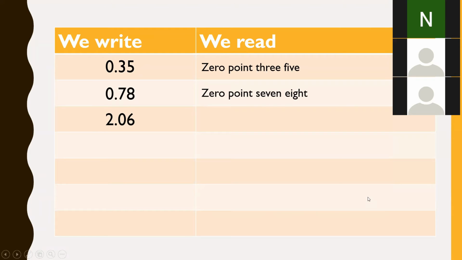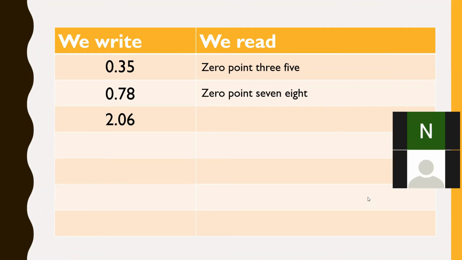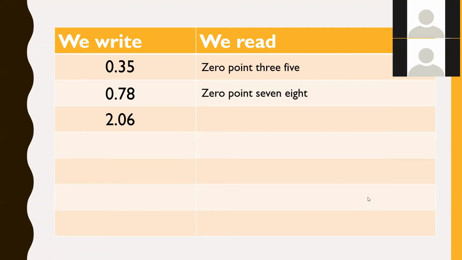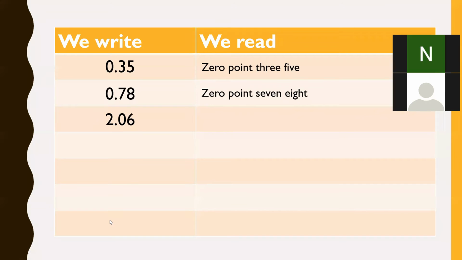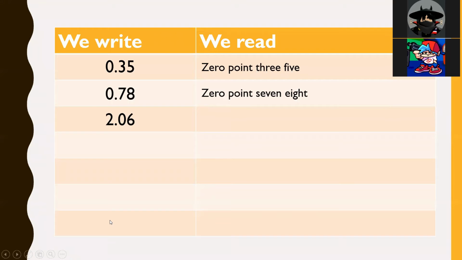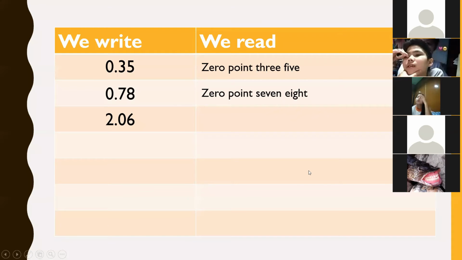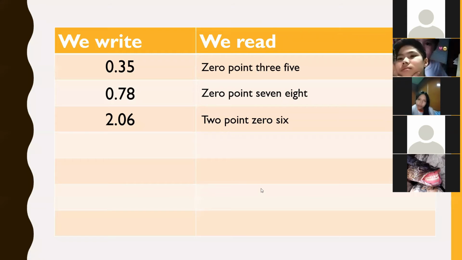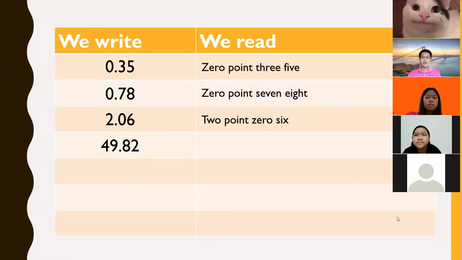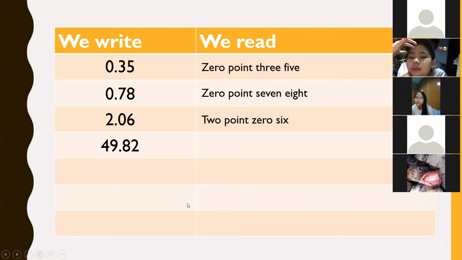Please mute your microphone. Thank you so much. Okay, how do we read this one? 2.06. Okay, it's 2.06. Next, ready? 49.82. Okay, 49.82. I will choose somebody to answer.